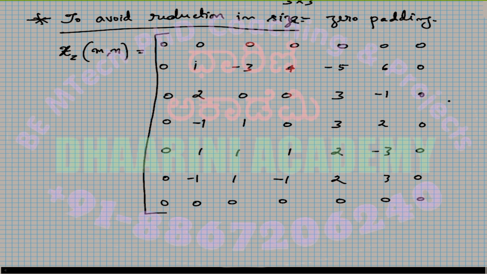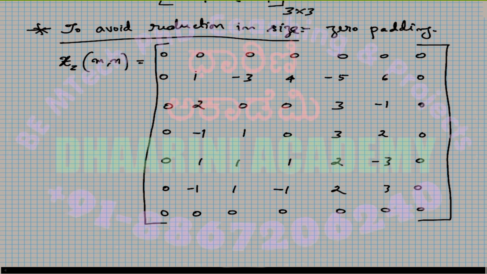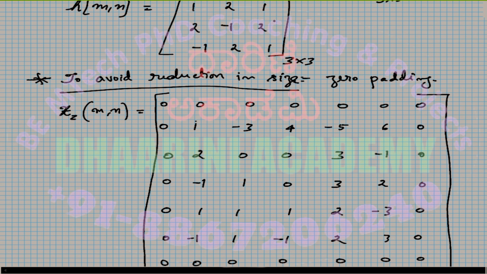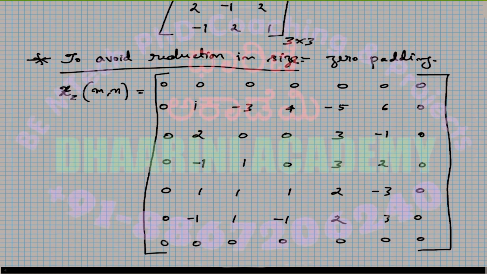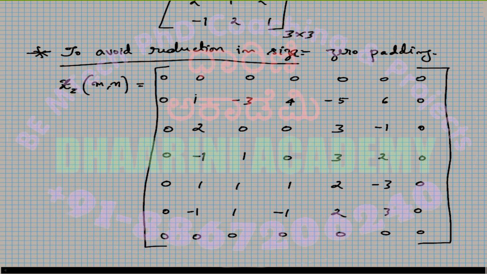This is a standard way. Whenever your h is 3 cross 3, you do this. If h is 5 cross 5, let's assume h is much bigger, then I might have to add 2 rows and 2 columns at the top, left, right, and bottom. You'll come to know how to decide that. We'll do that as an exercise at a later stage.